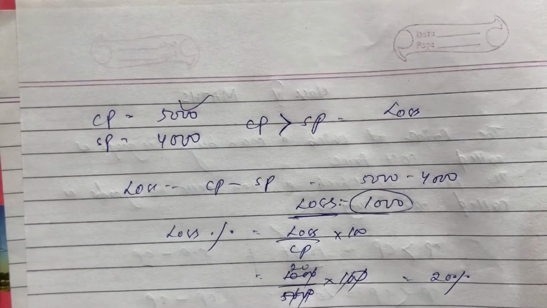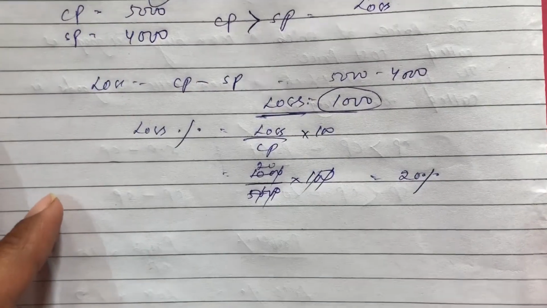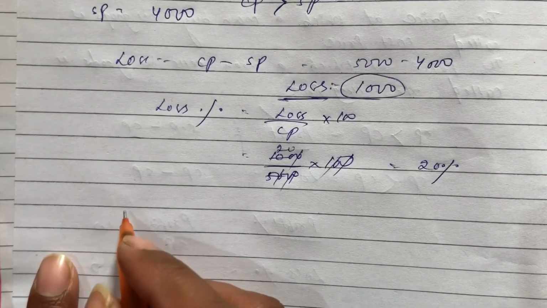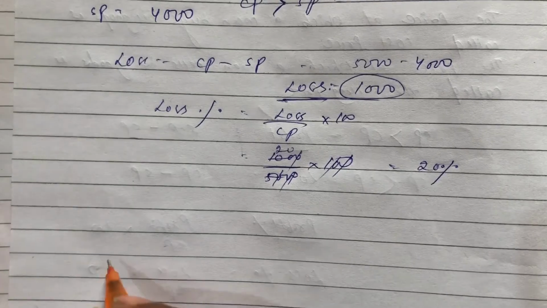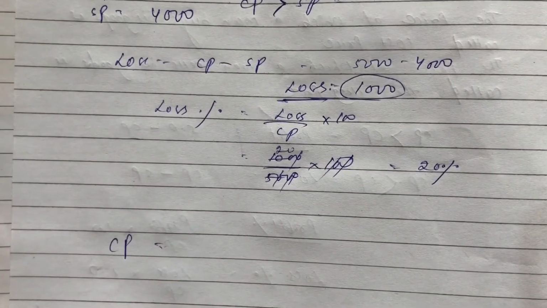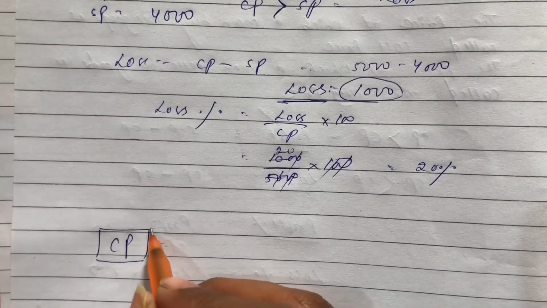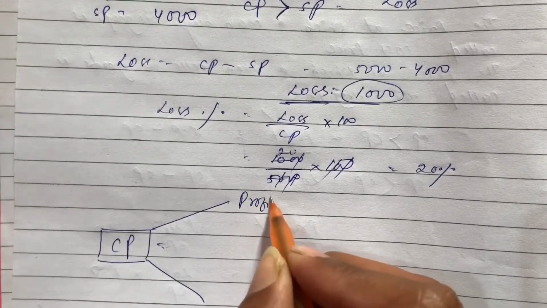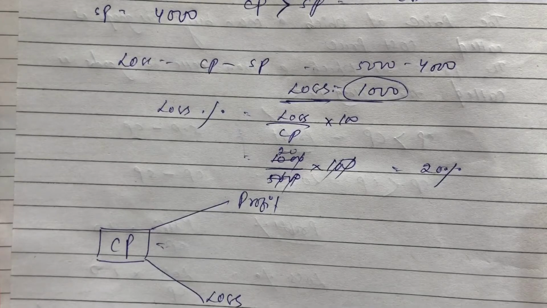Now let's move to the next topic. You have to find the CP and SP. Whenever the question says you have to find CP or SP when profit or loss is given, then one condition will be profit and the second condition will be loss.